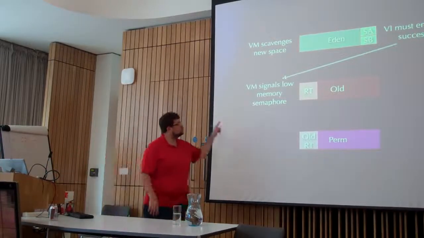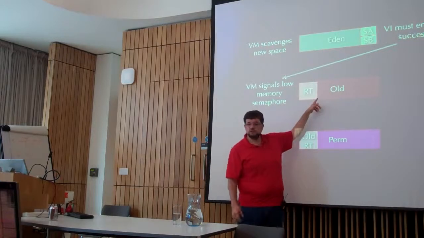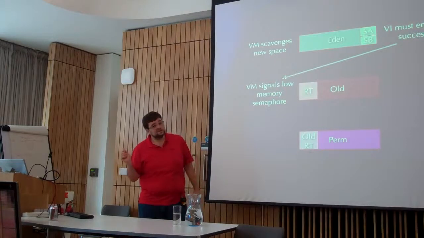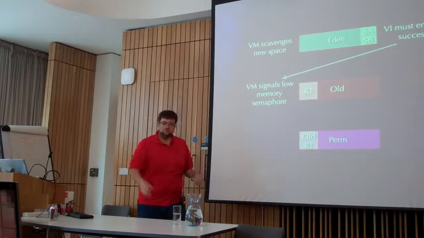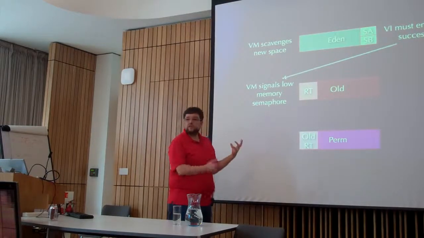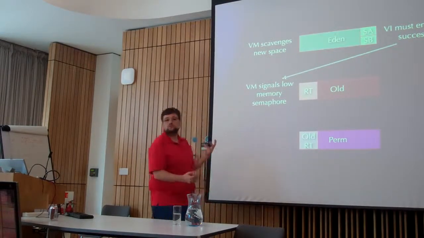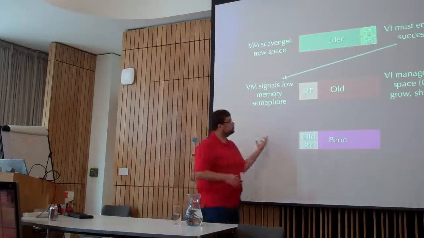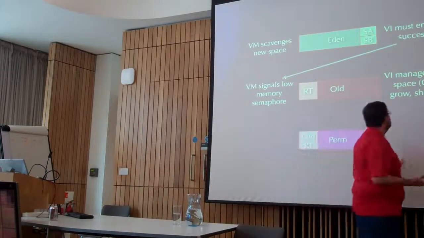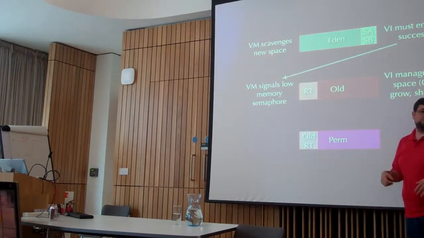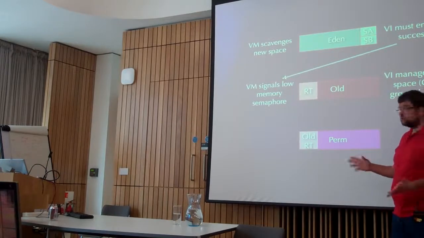Because when space starts running low here, the virtual machine will signal a semaphore and say, someone should look into whether something should be done to make sure that the next scavenge will work. And because of that, once the image gets notified, the image can decide, based on my application, I can GC, or I can grow memory, or I can throw away some cache and actually shrink memory.